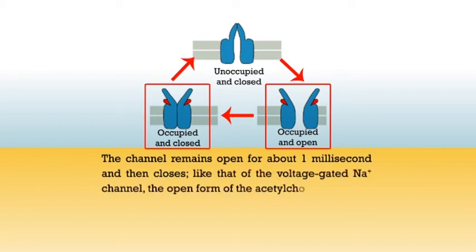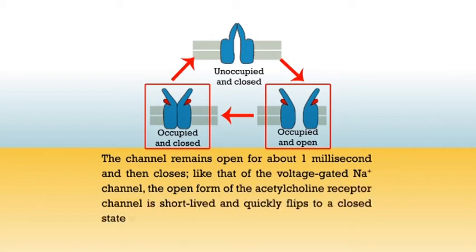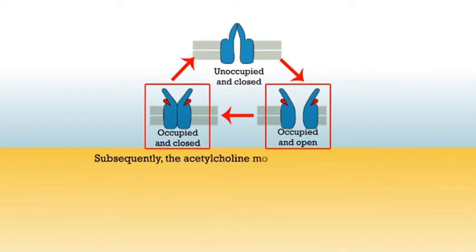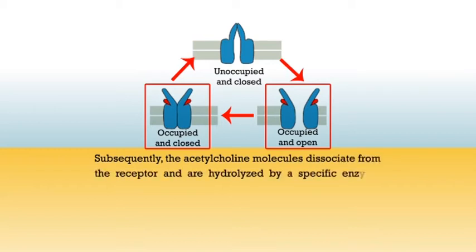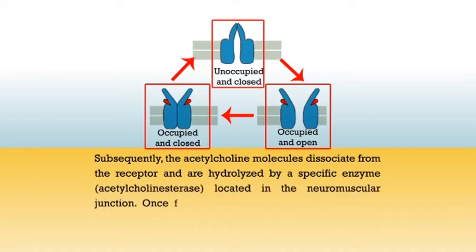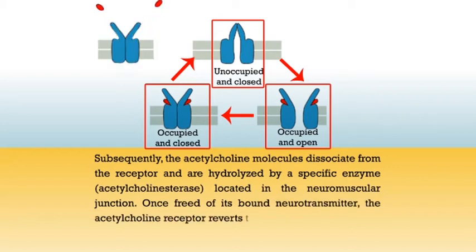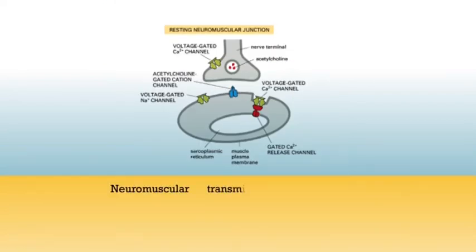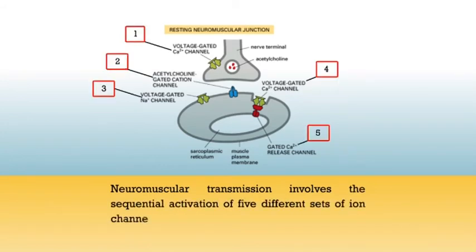The open form of the acetylcholine receptor channel is short-lived and quickly flips to a closed state of lower free energy. Subsequently, the acetylcholine molecules dissociate from the receptor and are hydrolyzed by a specific enzyme, acetylcholinesterase, located in the neuromuscular junction. Once freed of its bound neurotransmitter, the acetylcholine receptor reverts to its initial resting state. Neuromuscular transmission involves the sequential activation of 5 different sets of ion channels.